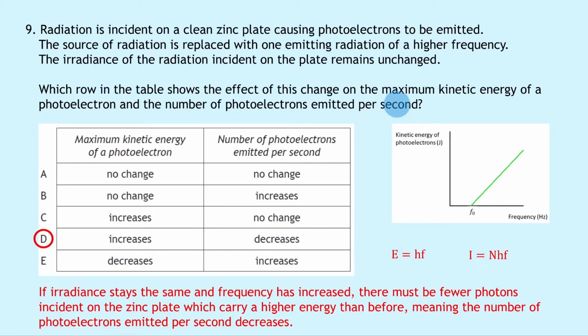So if you see a question like this again to do with the photoelectric effect, which talks about the frequency and irradiance in the same question, then try and remember this little equation I equals Nhf and what the terms stand for, as that can help you work out what happens to the number of photoelectrons emitted each second.